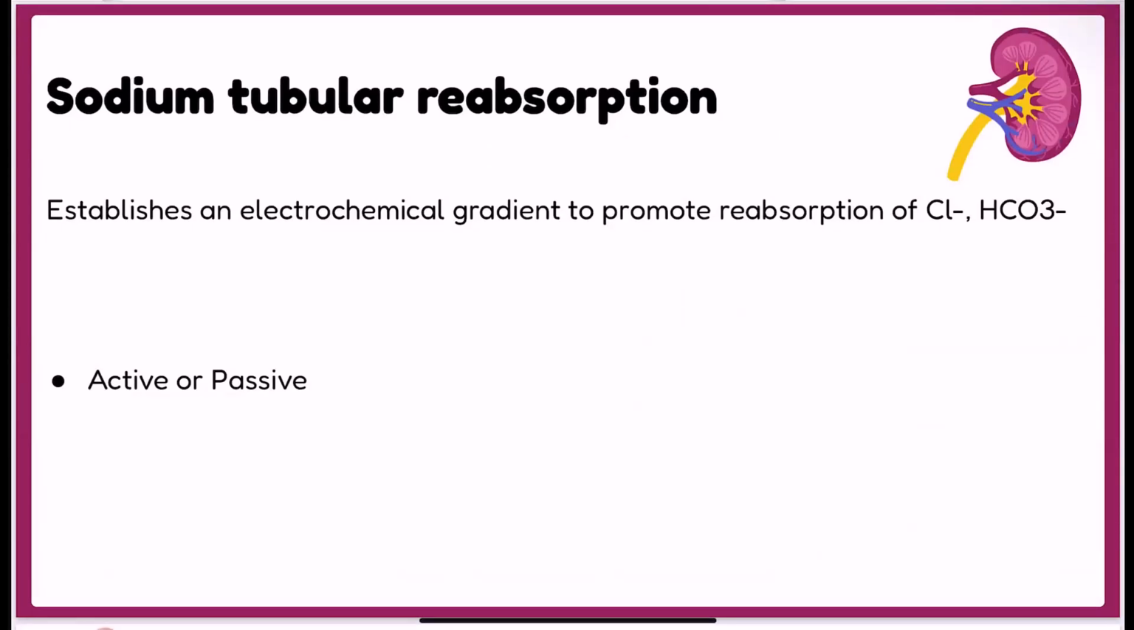Sodium plays a really important role in tubular reabsorption because the movement of sodium makes an electrochemical gradient. That's a difference in charge and a difference in concentration between the nephron tubule and the capillaries. If there's a difference in those things, then other ions are motivated to move by their charge and concentration, like chloride and bicarb, that kind of stuff.